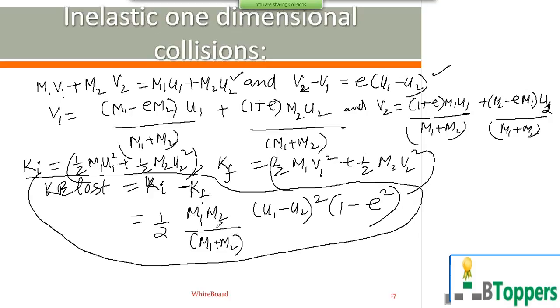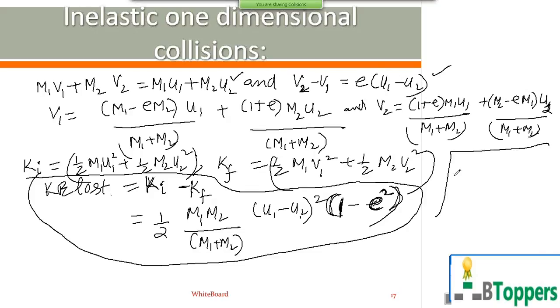So for given values of m1, m2 and u1 and u2, you can observe that the kinetic energy loss will be maximum when this term 1 minus e square is maximum. So 1 minus e square is maximum when e square is minimum. So for given values of m1, m2 and u1 and u2, the kinetic energy lost in the one-dimensional collision is maximum when the value of 1 minus e square is maximum, or e square is minimum. Minimum value of e square is 0.